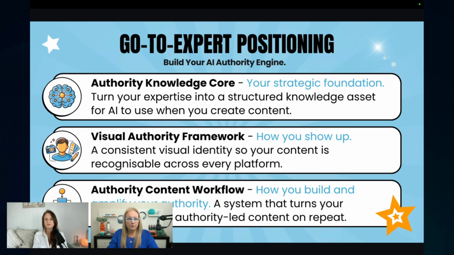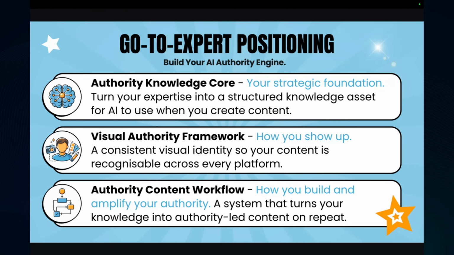And a clear visual framework means that every piece of content that you create actually looks like it came from the same brand. And then the third one is the authority content workflow. And this is the repeatable process for creating and distributing and ultimately amplifying your authority-led content week after week, and ideally on automatic as well using AI tools. And it's what makes it possible to produce the content required to position your expertise faster, easier, better, and at scale. So these three components, they all work together.